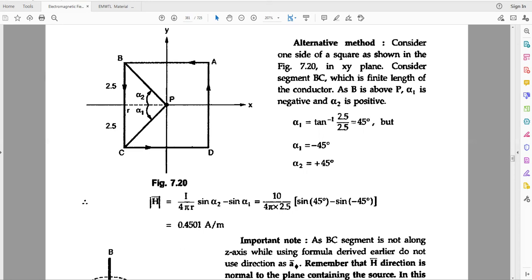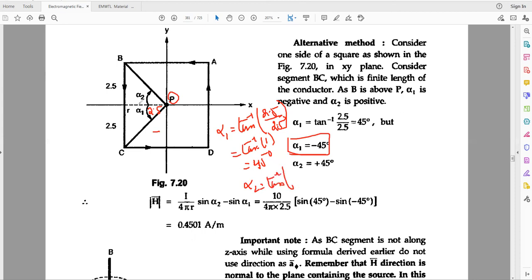let us take the point below here. This I am taking as 2.5. So alpha 1 is equal to tan inverse of opposite side 2.5 and adjacent side 2.5. That is tan inverse 1, nothing but 45 degrees. But alpha 1 I take here with a minus, because the point P is above that value, so it is negative: minus 45 degrees. Alpha 1 is below the point P. And similarly, alpha 2 is also tan inverse of 2.5 and 2.5. That is also 1. Tan inverse 1 is equal to 45 degrees. Alpha 2 is 45 degrees and it is plus because it is above the point P.